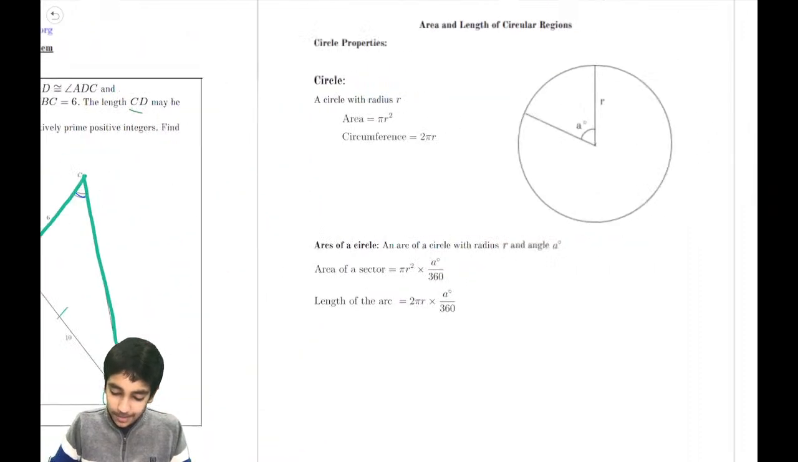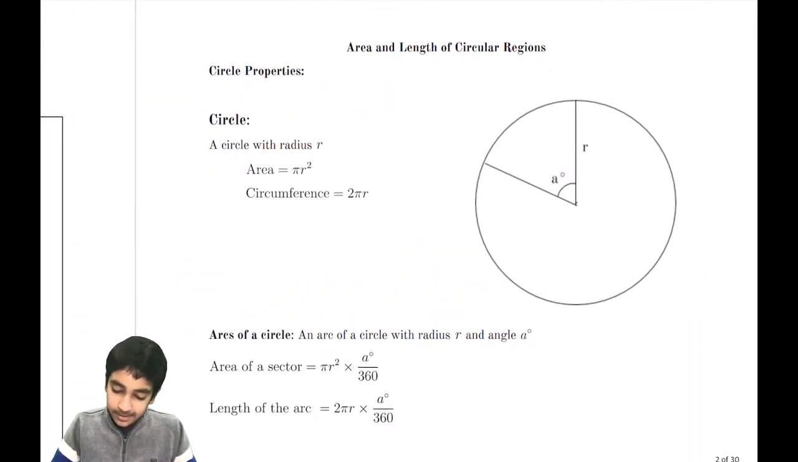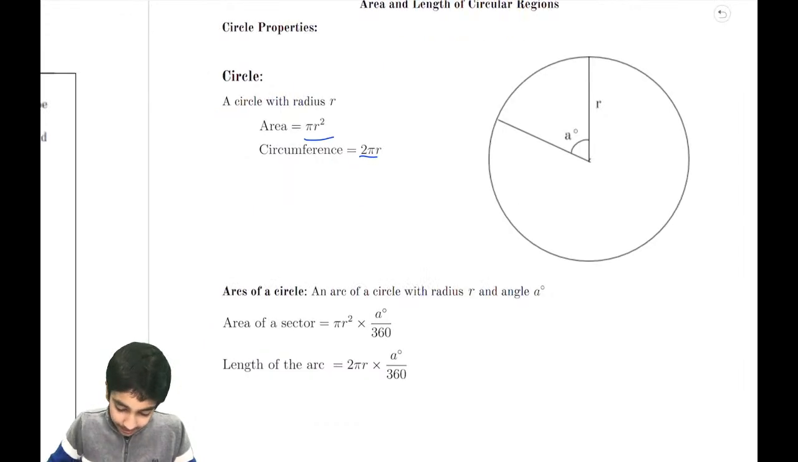So now we're going to move on to today's topic. We'll start off with the very basics. I'm sure all of you know, a circle has the area of pi r squared, circumference 2 pi r, and the area of a sector is just the degree of the sector divided by 360 times the area, and the length of the arc is the degree of the sector divided by 360 times the circumference of the circle.